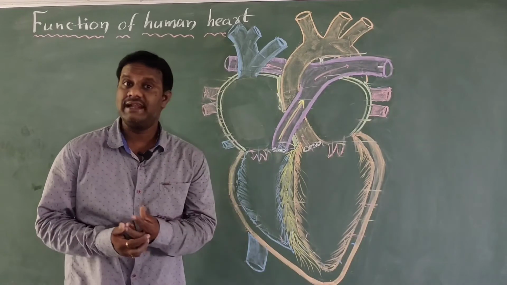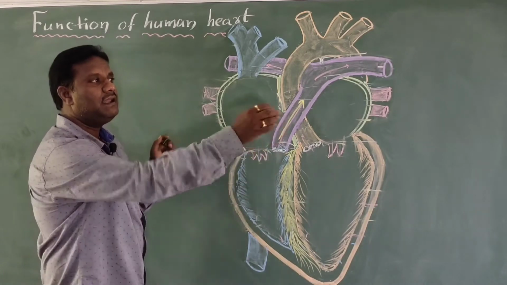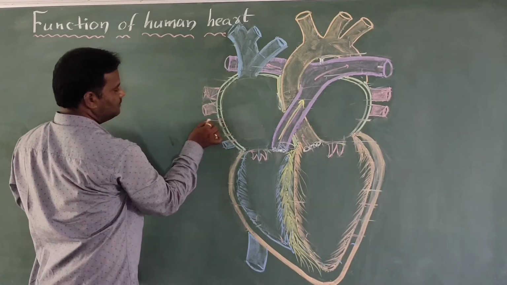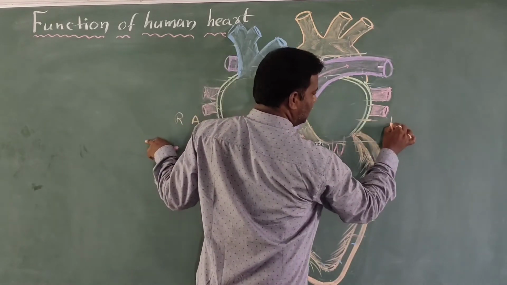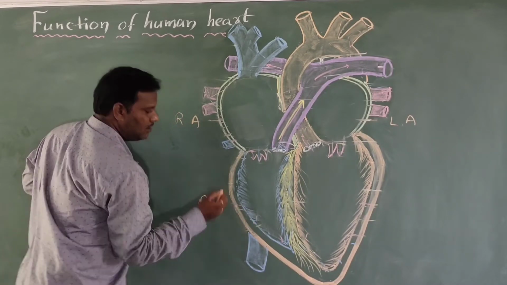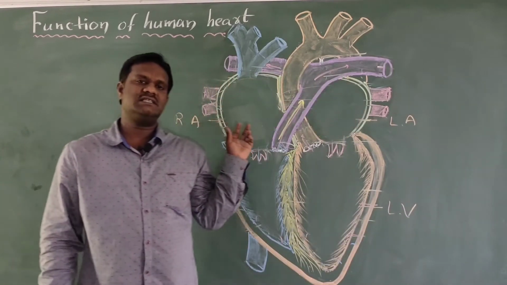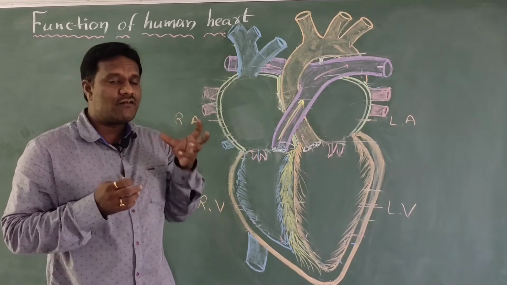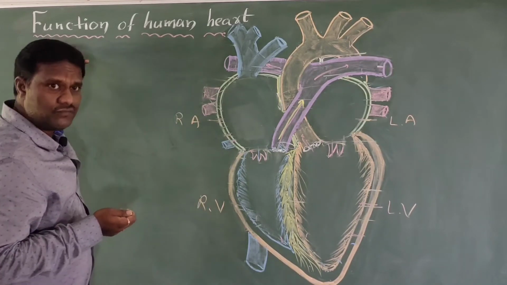In the previous class, we learned about the structure of the human heart. The human heart consists of four chambers. One is the right atrium, and the second is the left atrium, and the bottom chambers are called the right ventricle and left ventricle. So the heart consists of four chambers. Today we discuss how our heart functions. Working of the heart. Today we learn about the function of the human heart.